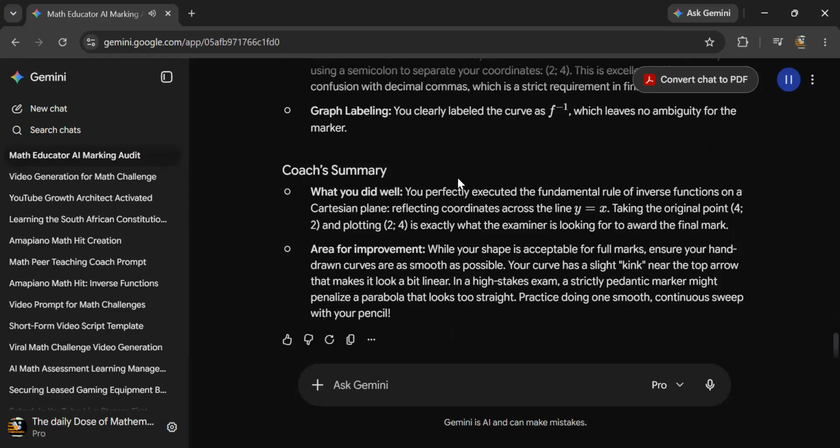While your shape is acceptable for full marks, ensure your hand-drawn curves are as smooth as possible. Your curve has a slight kink near the top arrow that makes it look a bit linear. In a high-stakes exam, a strictly pedantic marker might penalize a parabola that looks too straight. Practice doing one smooth, continuous sweep with your pencil.